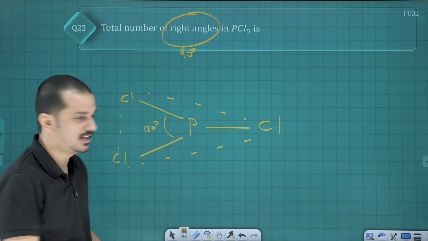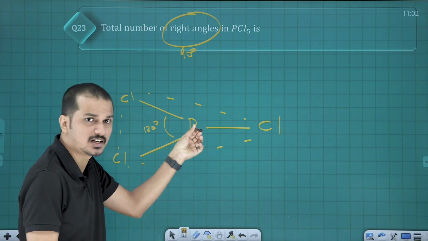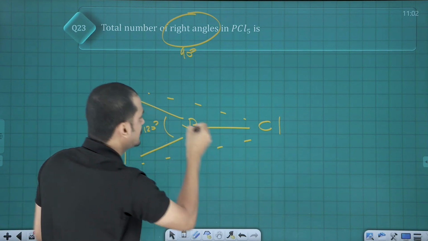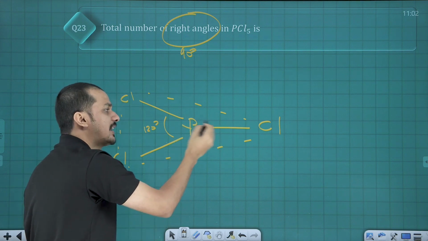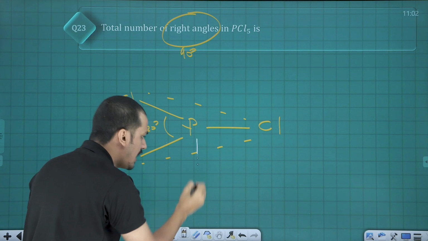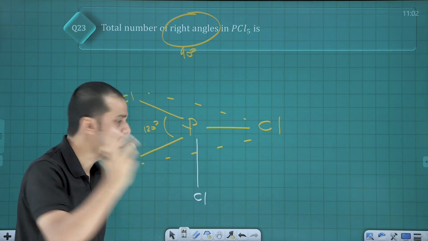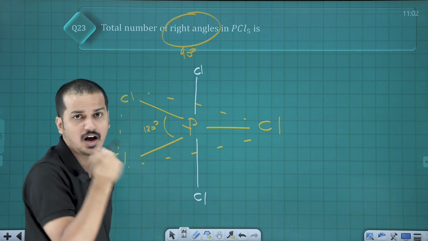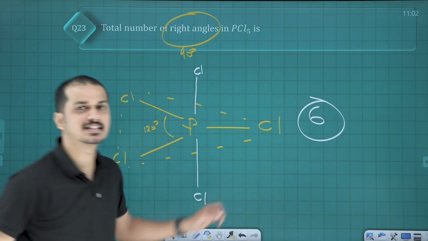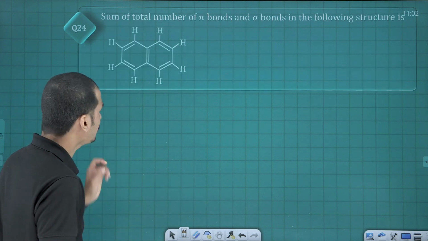Here you can see in PCl5 one chlorine is projecting out. That is the axial one. That axial one can make a right angle with this equatorial, and this equatorial. So one axial can form how many right angles? 3. So two axial can form how many right angles? 6. So what's our answer? 6 is our answer. Clear, guys? Simple. We can move to the next question.